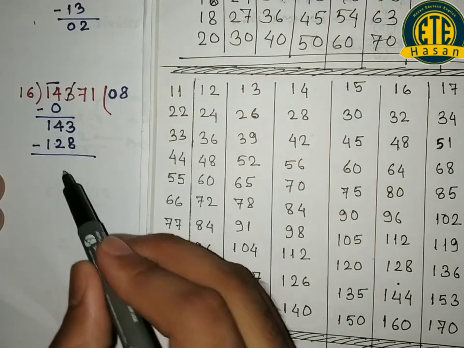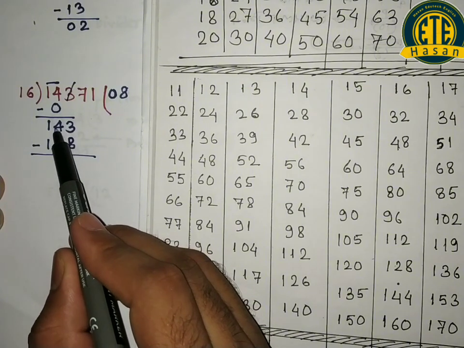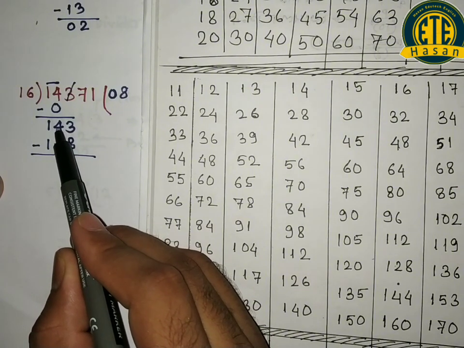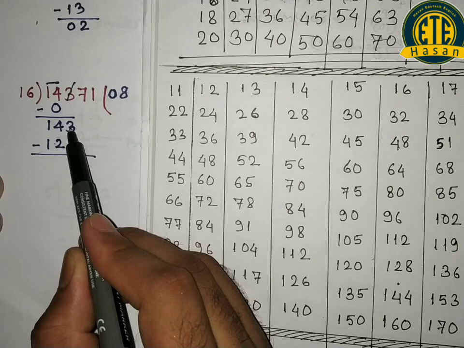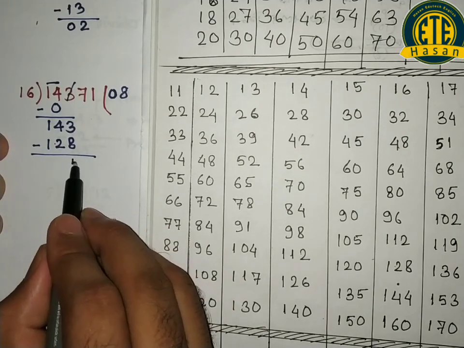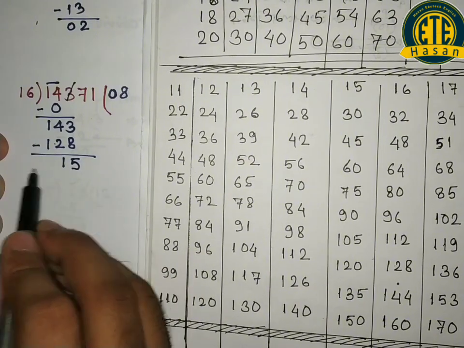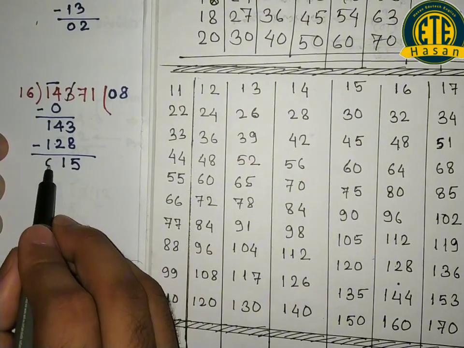3 minus 8, I can't subtract. So 3 will get a 1 carry from 4. 4 will become a 3, and 3 will become a 13. 13 minus 8 will be 5, and 3 minus 2 will be 1. 1 minus 1 will be 0.